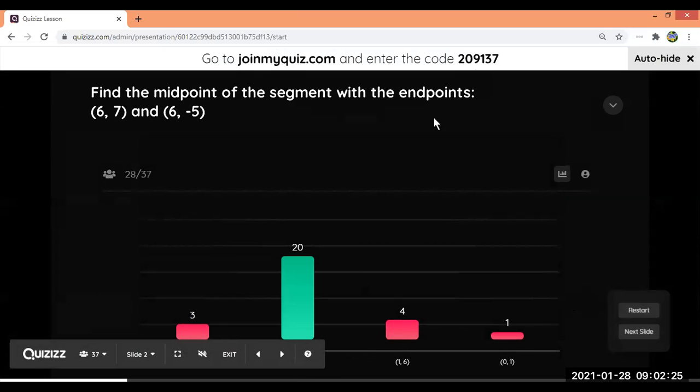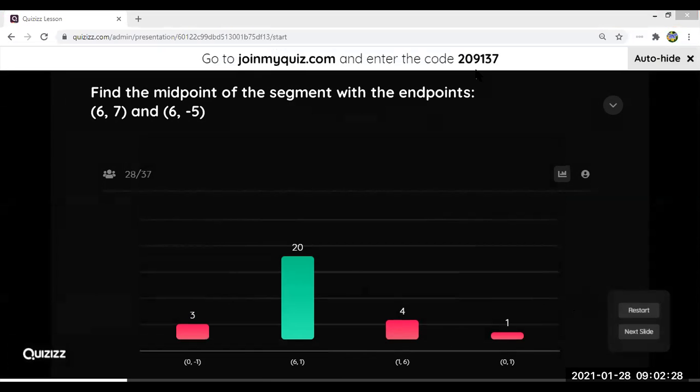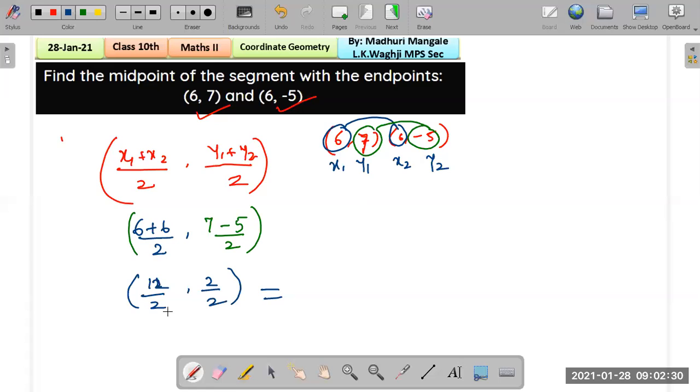So the answer to this was 6 comma 1. Let us see it here. Go back to the Zoom class. You should see 12 divided by 2, that was 6 and 1. So the midpoint of the segment which joins these 2 points is 6 comma 1. Let's begin with the next question now.